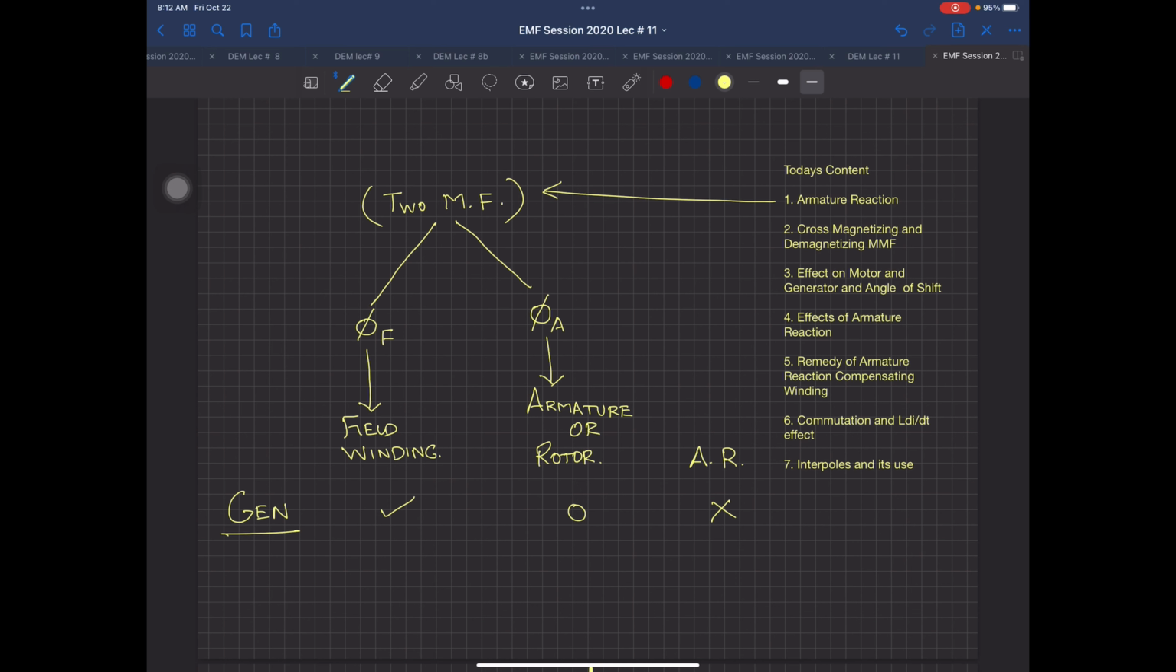Now, I have just talked about no load. This is actually a no load condition.